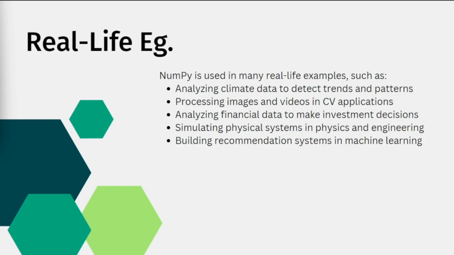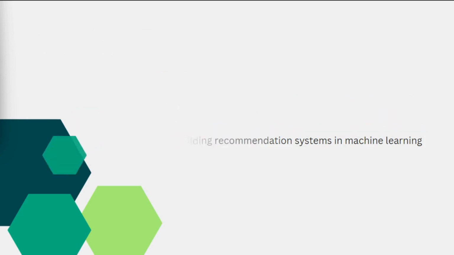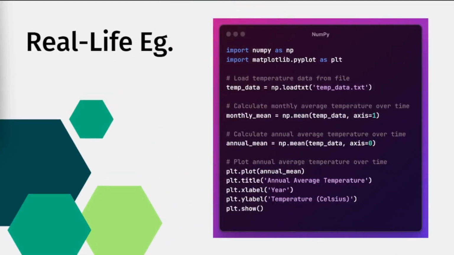Let's take a specific example of how NumPy can be used in climate data analysis. Imagine we have a data set of monthly temperature readings from a weather station over several decades. We can load this data into a NumPy array and use NumPy functions to analyze it. Here is the code given. We first import NumPy, and for visualization I will use matplotlib, which we'll cover in the next few videos. First of all, to load the temperature data from the file, we use np.loadtxt. We need to calculate the monthly average temperature over time.